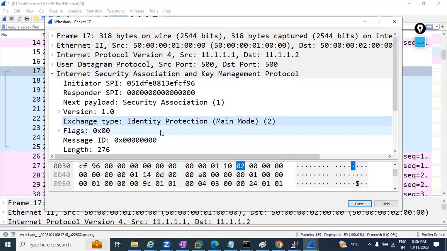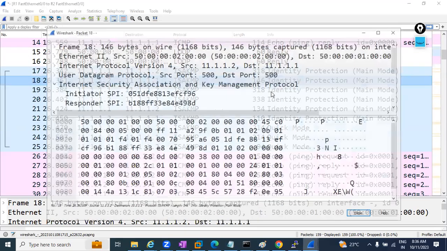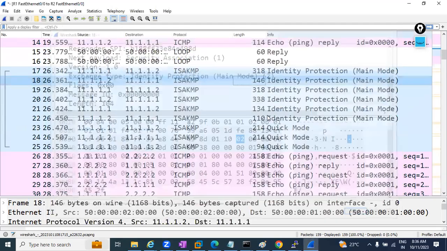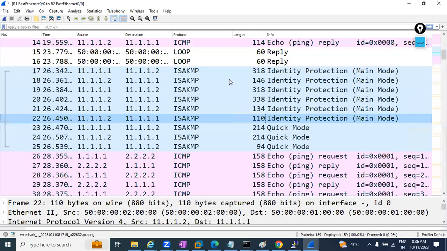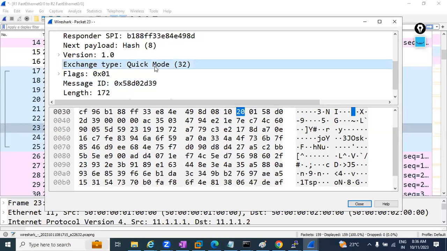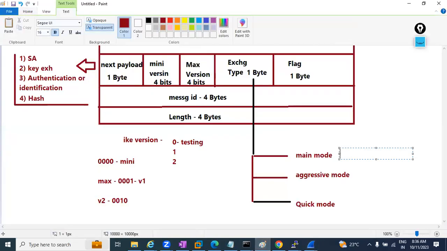as we can see here, after version, what is the exchange type? Main mode. And this concept is known as identity protection here. The other name of main mode is identity protection. Up to Diffie-Hellman it is the same, again main mode, again identity protection here. So it means the main mode is also known, in the headers, as identity protection.